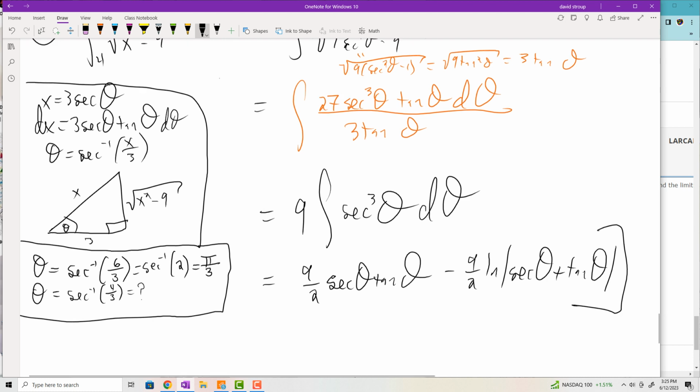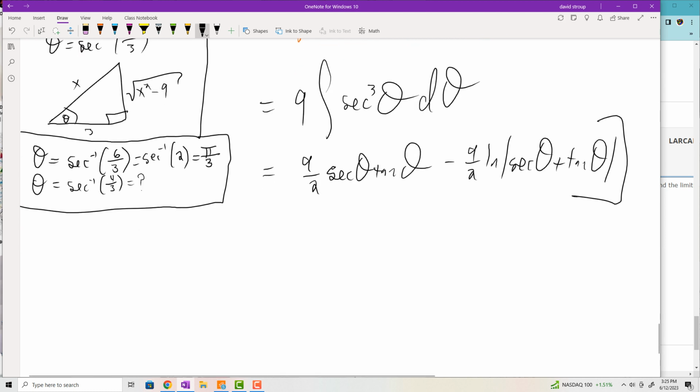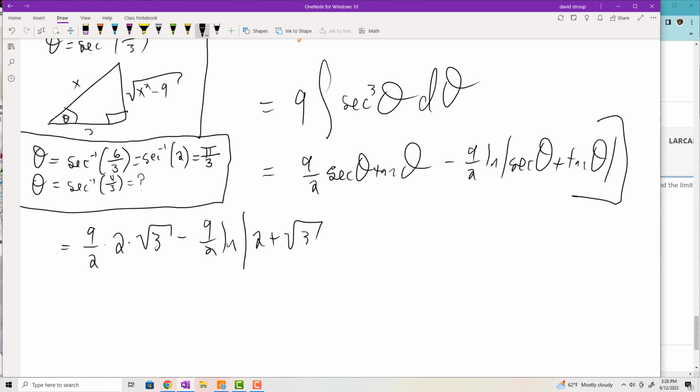And what they're saying is you can evaluate right now with the pi over 3 and the secant inverse of 4. So let me try to do it that way. So I have 9 halves. First I'm putting this pi over 3 in there. Secant of pi over 3, that's the same as 1 over cosine, which will be 2. And then times tan of pi over 3. What the heck is that? It'll be root 3. And then plus 9 halves ln of the same baloney, 2 plus root 3 in that case.